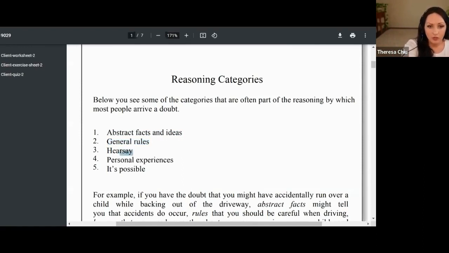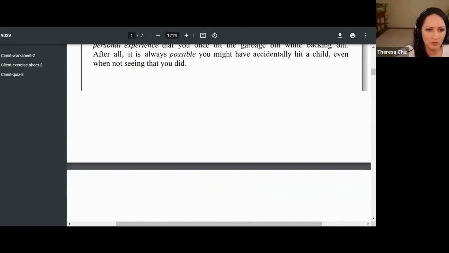Hearsay is like the stories we've heard, personal experience, pretty self-explanatory. Like when someone says, "Oh, I don't like going to this store," they're going to have reasons for that, and they might actually have personal experiences for why they don't like to go to that store. These are pretty common reasoning categories we see in OCD, and I'm going to show you an example here.